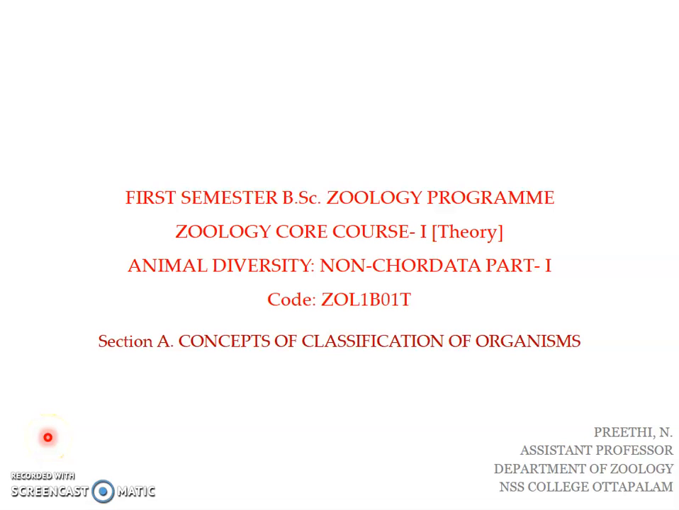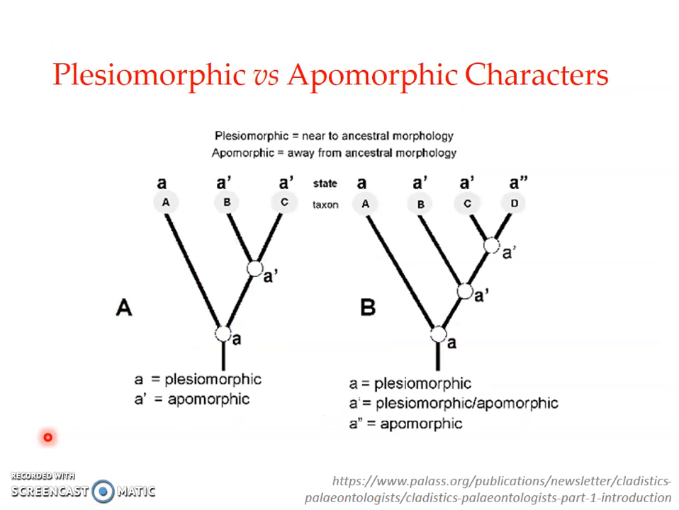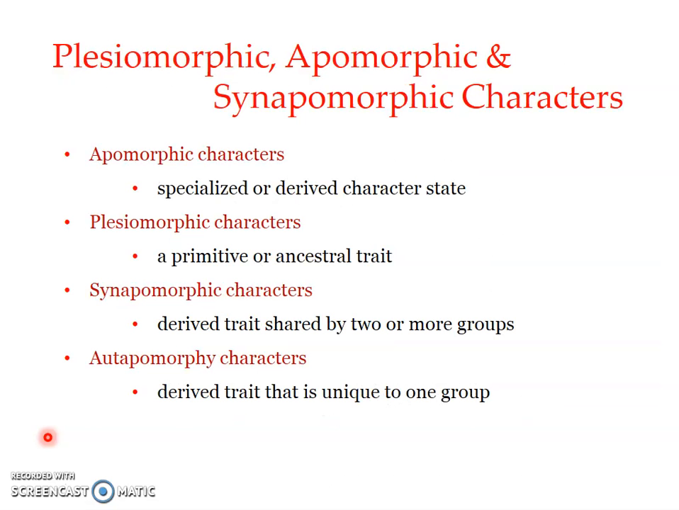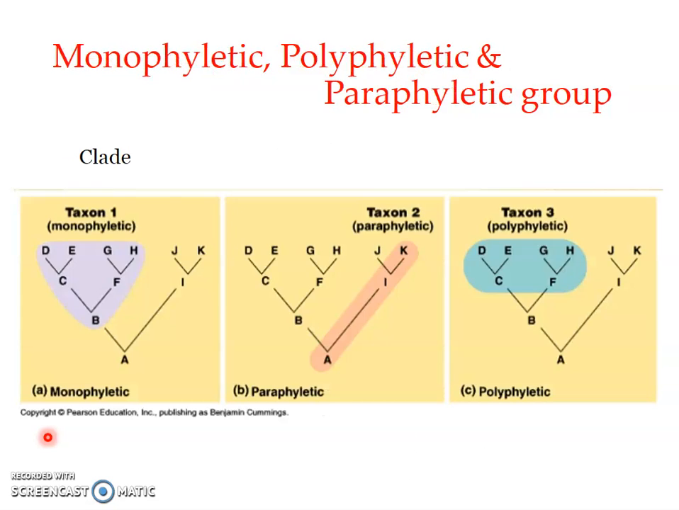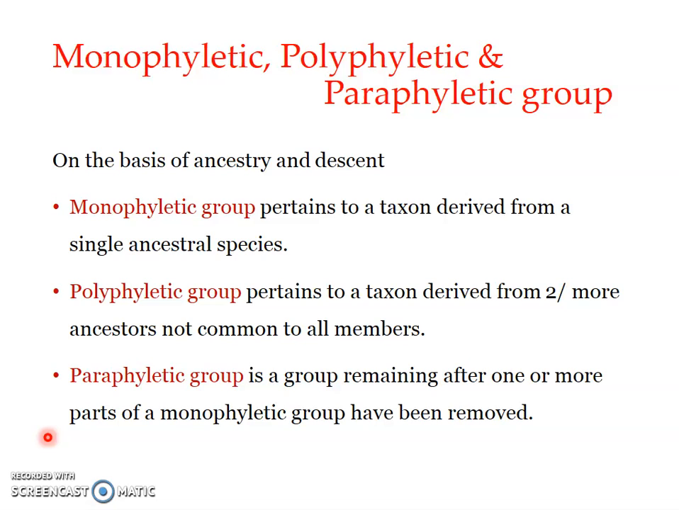Welcome to today's session on the concepts of classification of organisms for the first semester BSc Zoology course. And here we will be discussing a few concepts like monophyletic, polyphyletic, paraphyletic groups, as well as plesiomorphic, apomorphic, and synapomorphic characters. Okay. Now, what is monophyletic, polyphyletic, and paraphyletic?